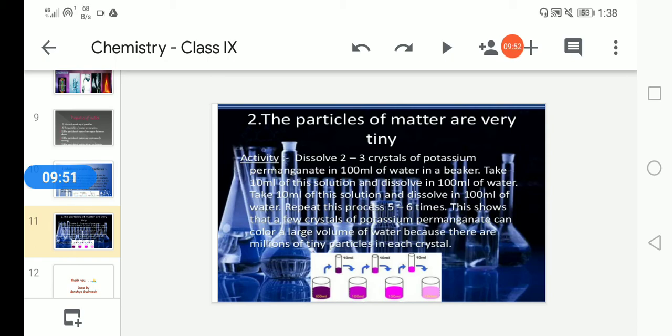This activity suggests that the particles of matter are very small in size. So, we have discussed two properties of matter here. In the next part, we will discuss the remaining properties with the help of activities.